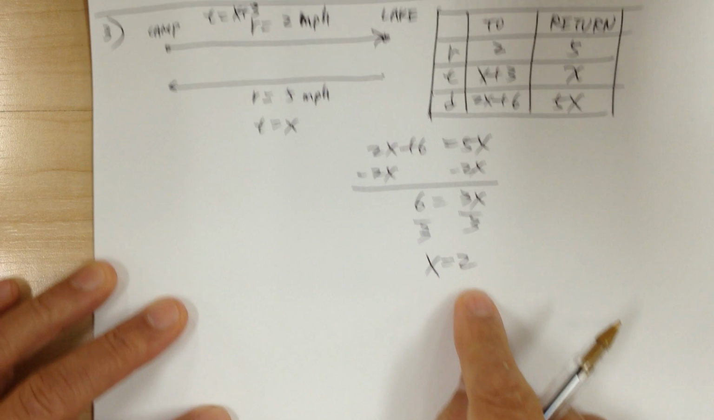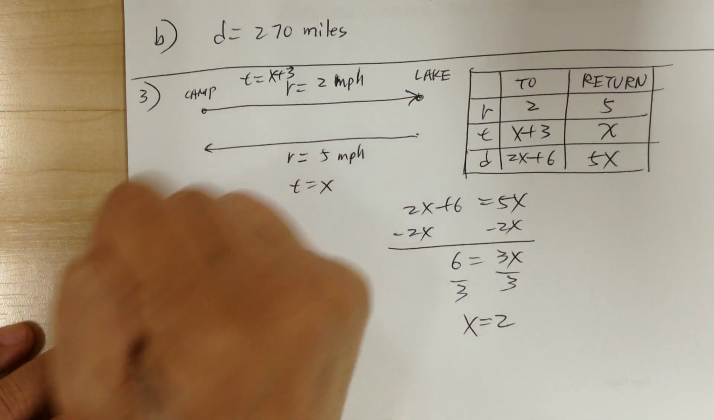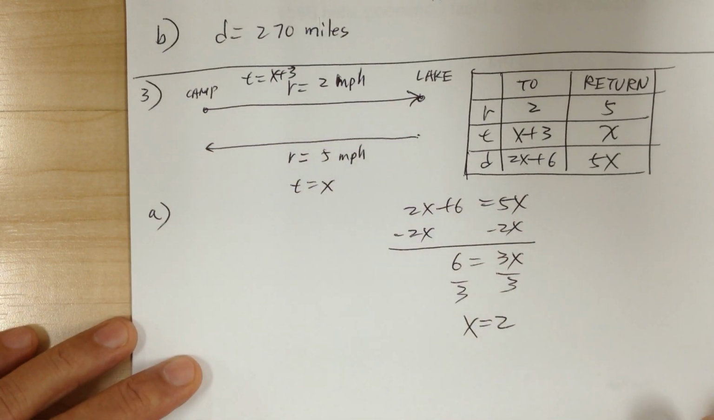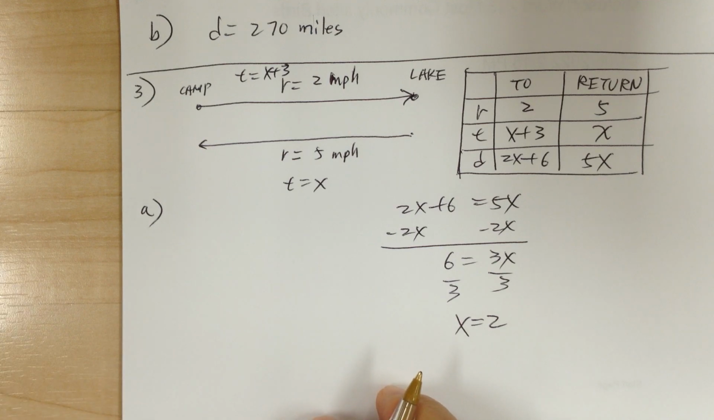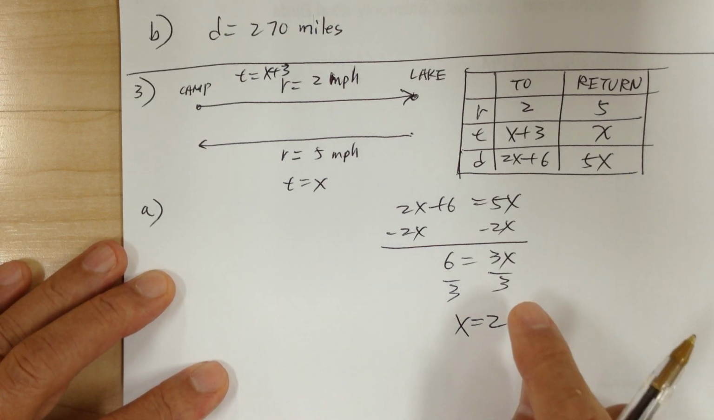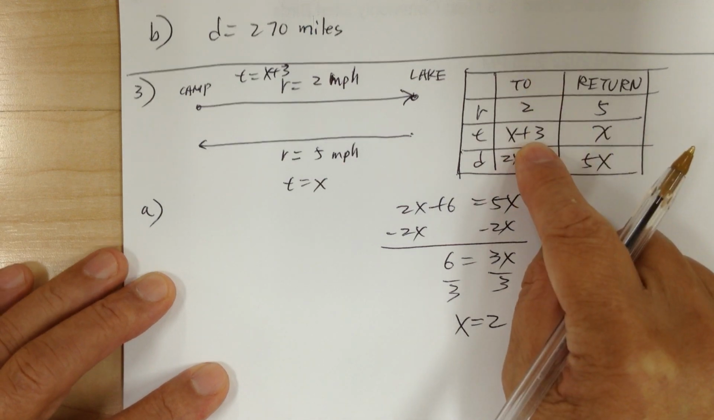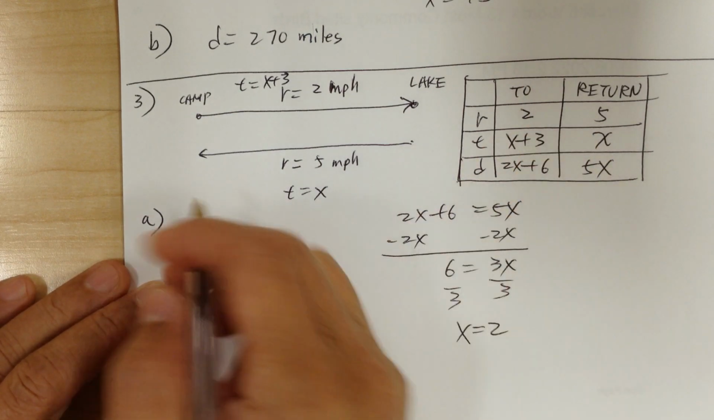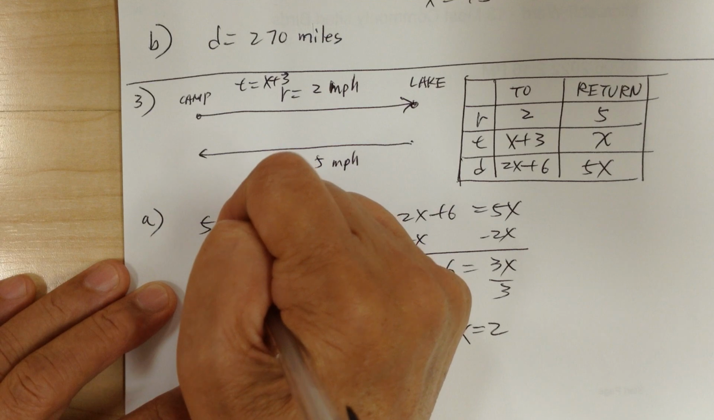Once you find x equal to 2, you have to go back and read the problem to answer the question. So A, how long did it take to hike to the lake? You're looking for the time to the lake, so it would be x plus 3. So A would be 5 hours.